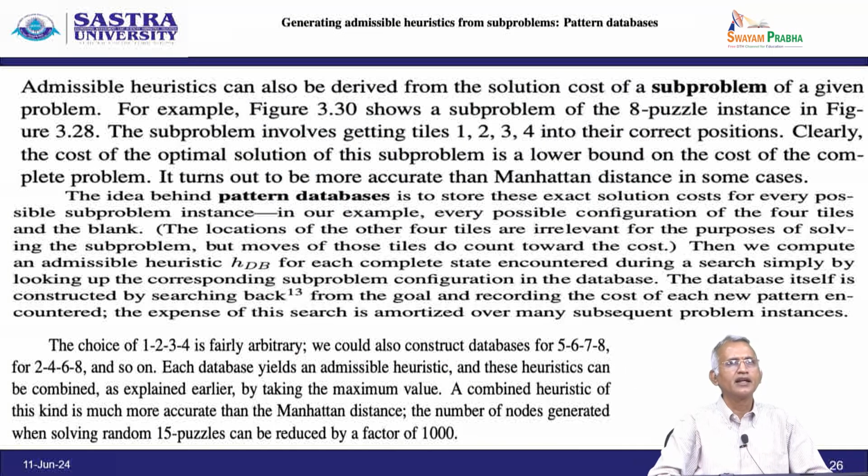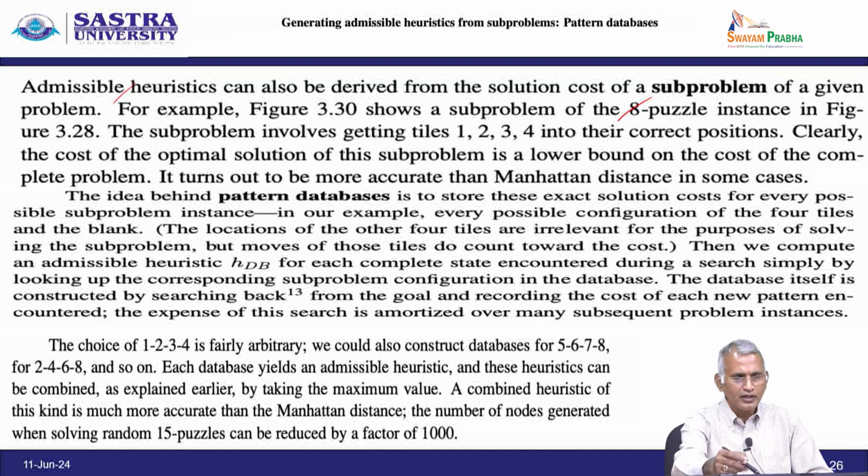So, next is generating admissible heuristics from subproblems, and this is based on pattern databases. An admissible heuristic can be derived from the solution of a subproblem of the given problem. Figure 30 shows a subproblem of the 8 puzzle instance. The subproblem involves getting tiles 1, 2, 3, 4 into their correct positions. Clearly, the optimal cost of the subproblem is a lower bound on the cost of the complete problem.